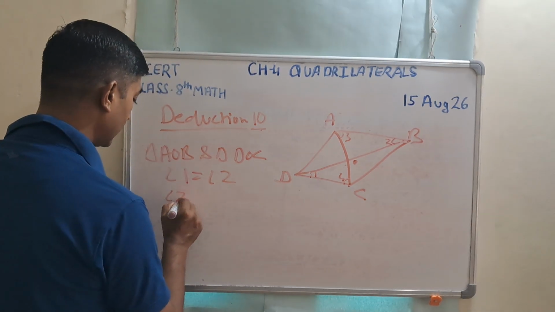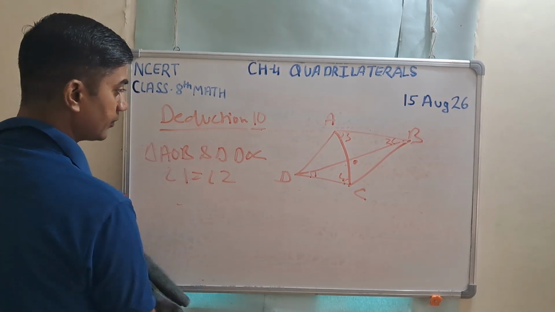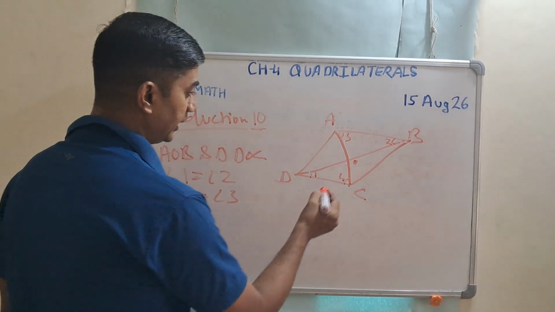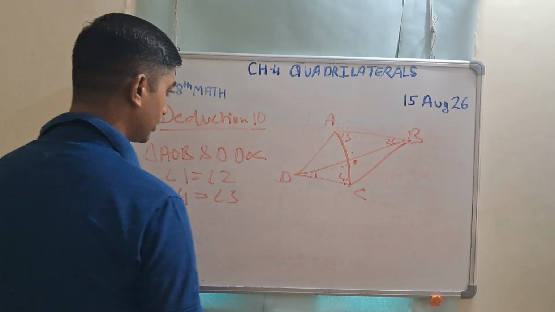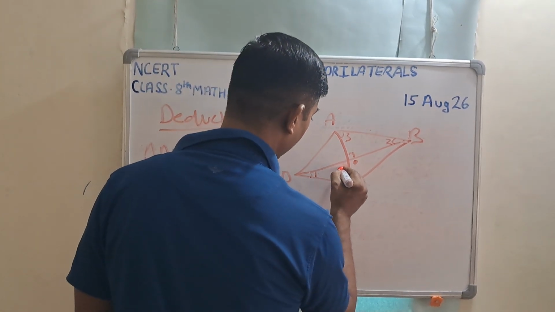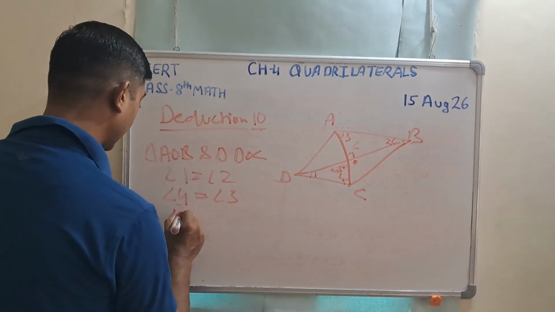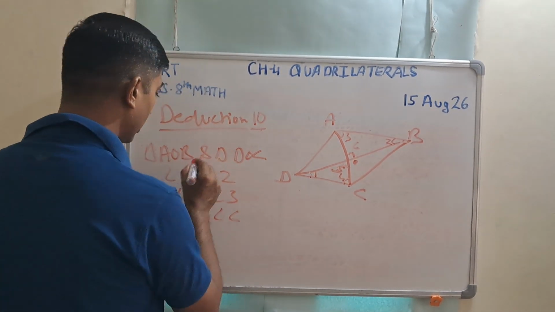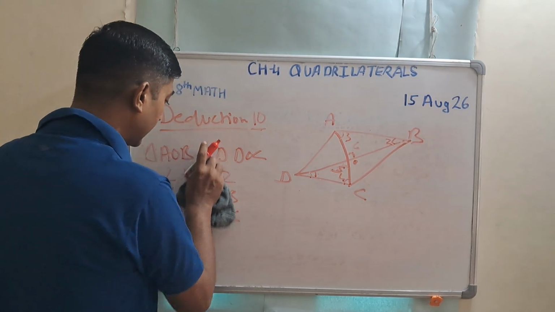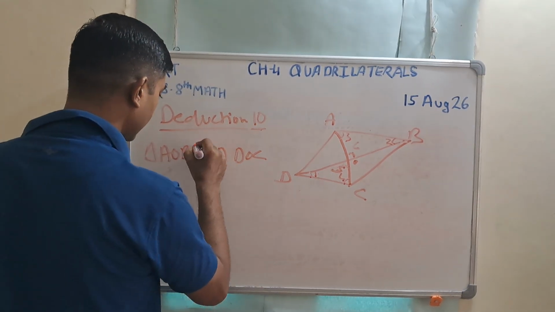Understood? Angle 4 is equal to angle 3 in this triangle, and these are the opposite angles. These are the vertically opposite angles, you can say 5 or 6. Angle 5 is equal to angle 6. So basically we have proved that these triangles are congruent triangles.